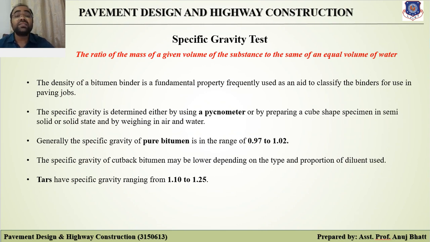The specific gravity is determined either by using a pycnometer or by preparing a cube-shaped specimen in a semi-solid or solid state, and weighing it in air and water. Generally, the specific gravity of pure bitumen is in the range of 0.97 to 1.02. The specific gravity of cutback bitumen may be lower depending on the type and proportion of the diluent used. Tar has a specific gravity ranging from 1.10 to 1.25.